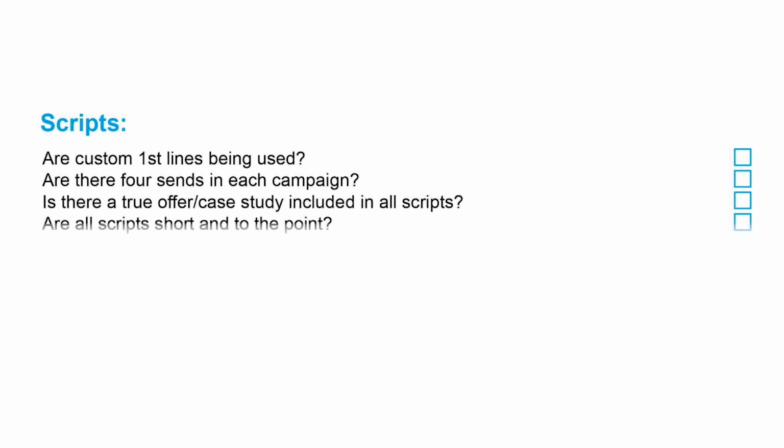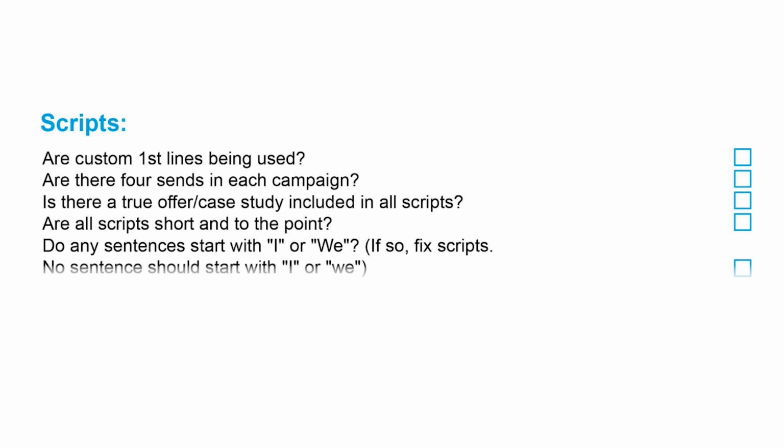The next one is, do any sentences start with I or we? And if so, you fix scripts, because no sentence should start with I or we. If you're looking for a hack on how to remove the I from your sentences, just know that most of the time you can actually just pull it right out. So for instance, instead of saying, I recently generated 2,000 leads for Fortune 500 companies, you can instead say, recently generated 2,000 leads for Fortune 500 companies. There's no need to say the I, there's no need to say the we, and it makes the email seem a lot more about them when you start writing that way.